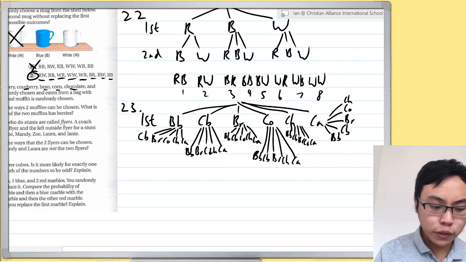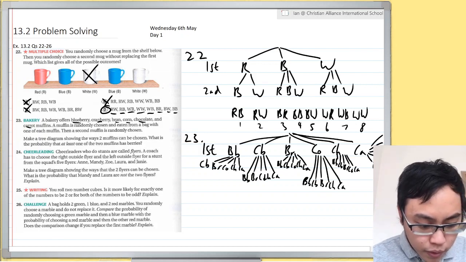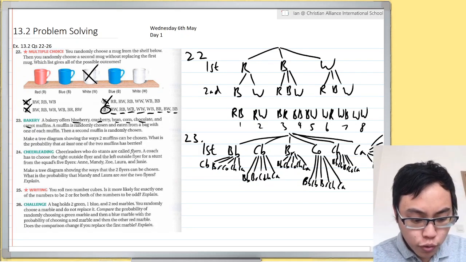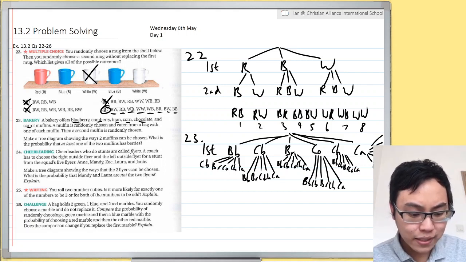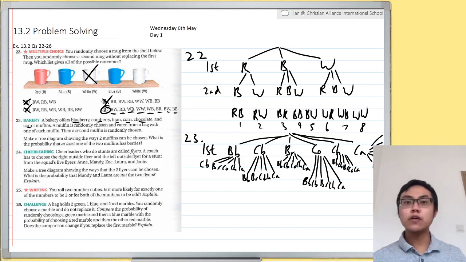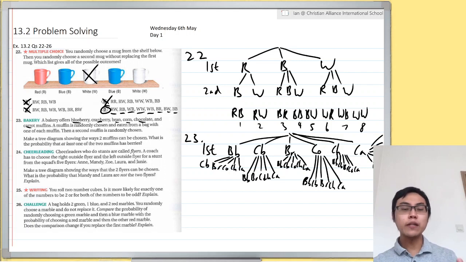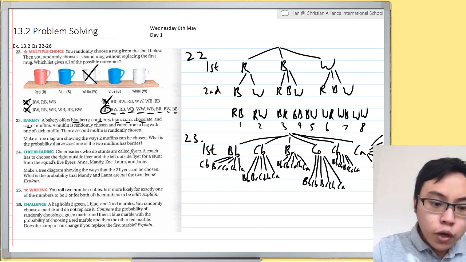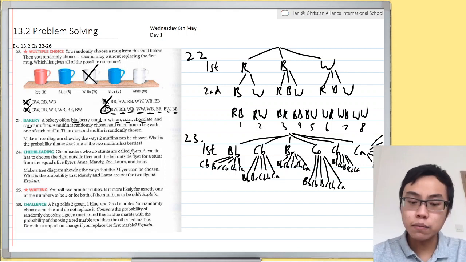And so let's go back to our question over here, and it says, make a tree diagram showing the ways two muffins can be chosen. What is the probability that at least one of the two has berries? So what are the berry ones? There are cranberry and blueberry. So we need to go ahead and circle or highlight the ones that have berry in them.